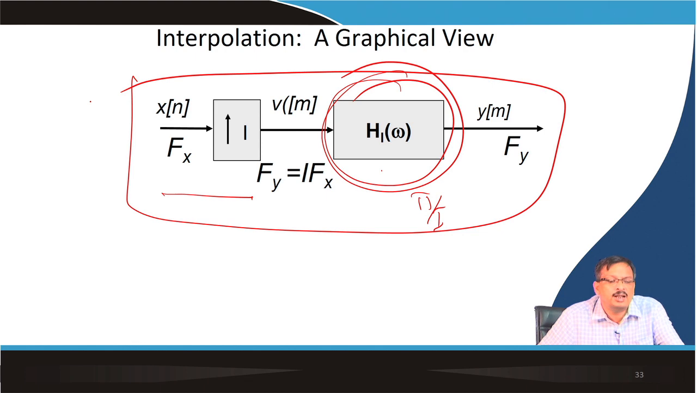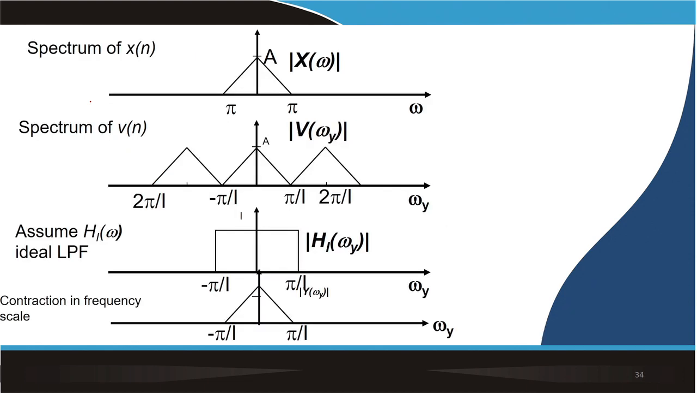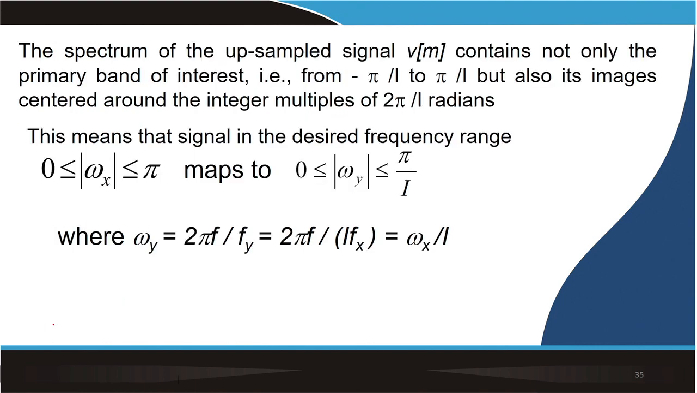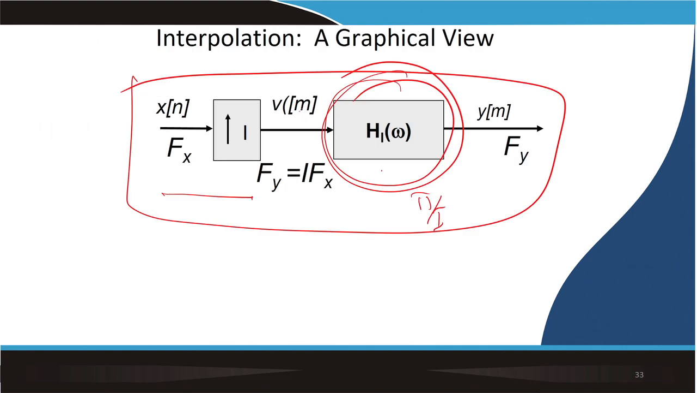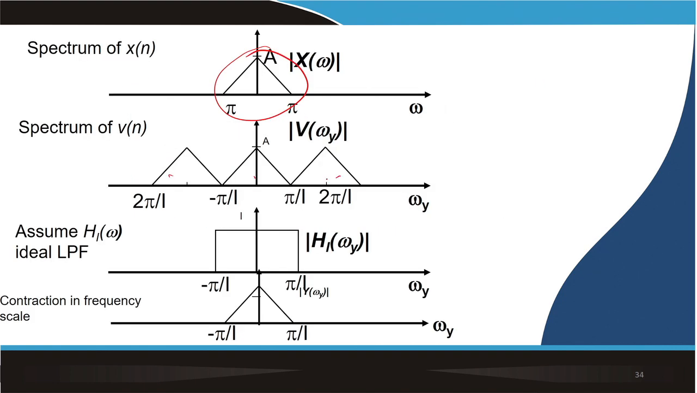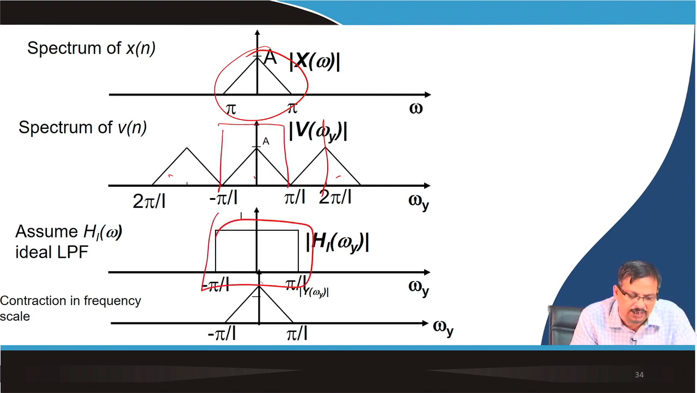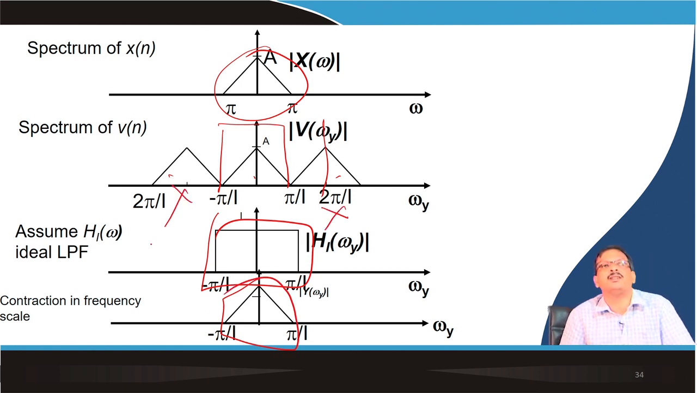Okay. Now let us say what will be given. The spectrum of Xn is equal to this one. The spectrum of Vm will be a multiple of Xn, so a mirror image of Xn will be there. I only want this portion, so I design a low pass filter, keep this portion, and the rest is discarded. That is my requirement.